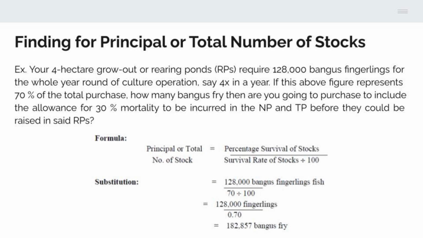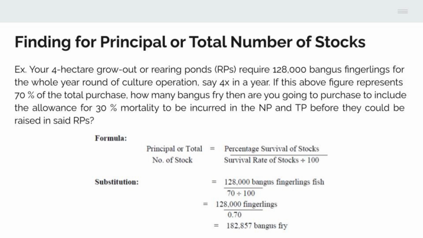Now, let's move on to another important aspect of fish stocking: determining the principal or total number of stocks needed, as well as calculating the percentage survival, mortality, and survival rate of stocks. These computations help us plan for losses and ensure we have enough fish to sustain production. First, we have finding the principal or total number of stocks. In aquaculture, not all fish stocked will survive until harvest. Some will be lost due to various factors such as handling stress, predation, or environmental conditions. To account for this, we must determine the total number of fish to purchase, including an allowance for mortality.